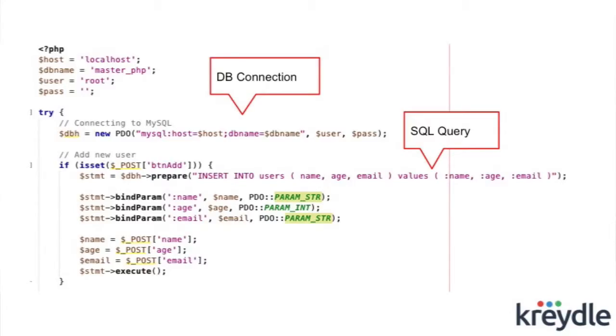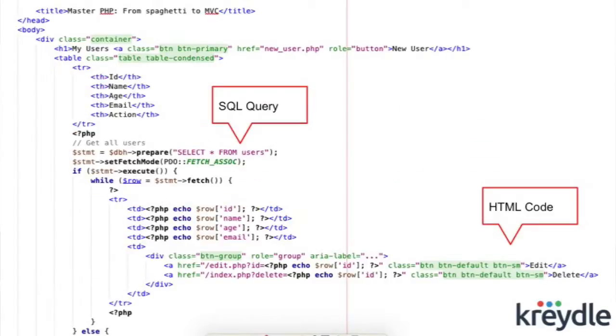Okay, back to that really nice code. So what we have here, actually, is the DB connection, and we have the SQL query in our single page. And then we have another SQL query here, and we have HTML code here. So what happened here actually?